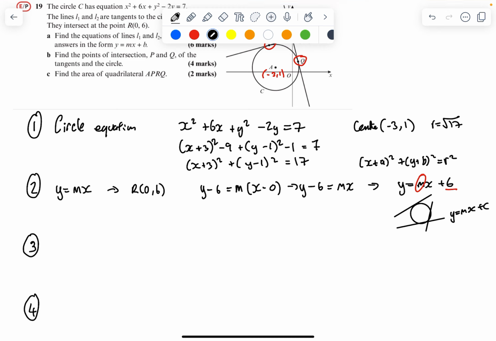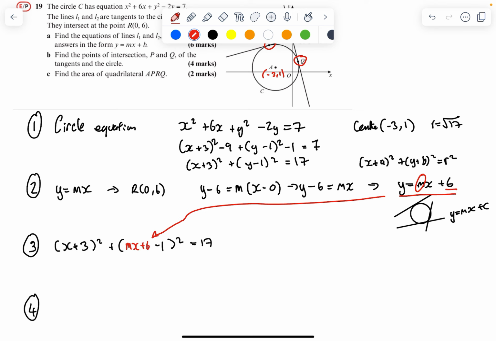So whenever we want to find the point where two things meet, we make the equations equal to each other. So in this case, we've got a circle equation, which is a quadratic because it's squared, and we have got a linear equation, which is our tangent. So what we do is we're going to sub our tangent into our quadratic. So we're going to put mx plus 6. Okay. And then we're going to solve that equation. So now I've subbed that in.